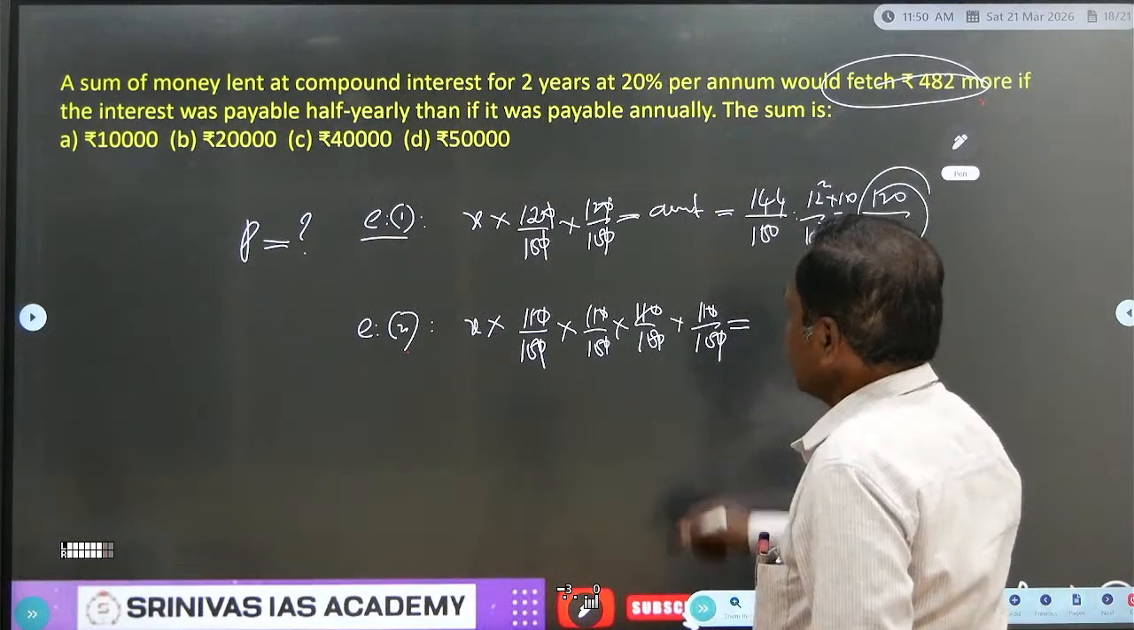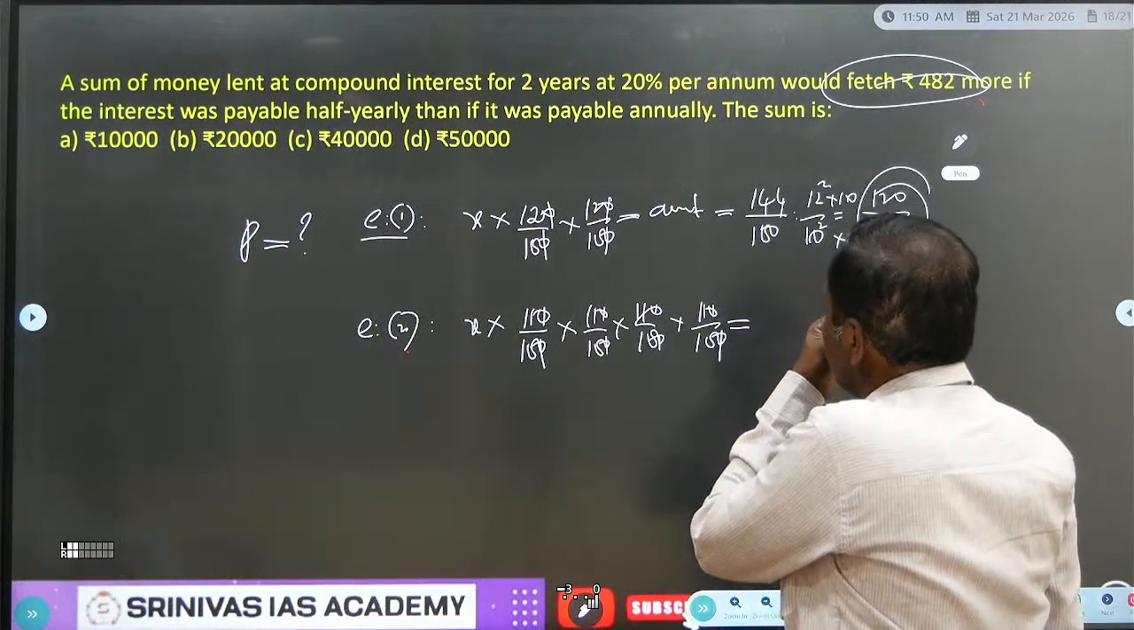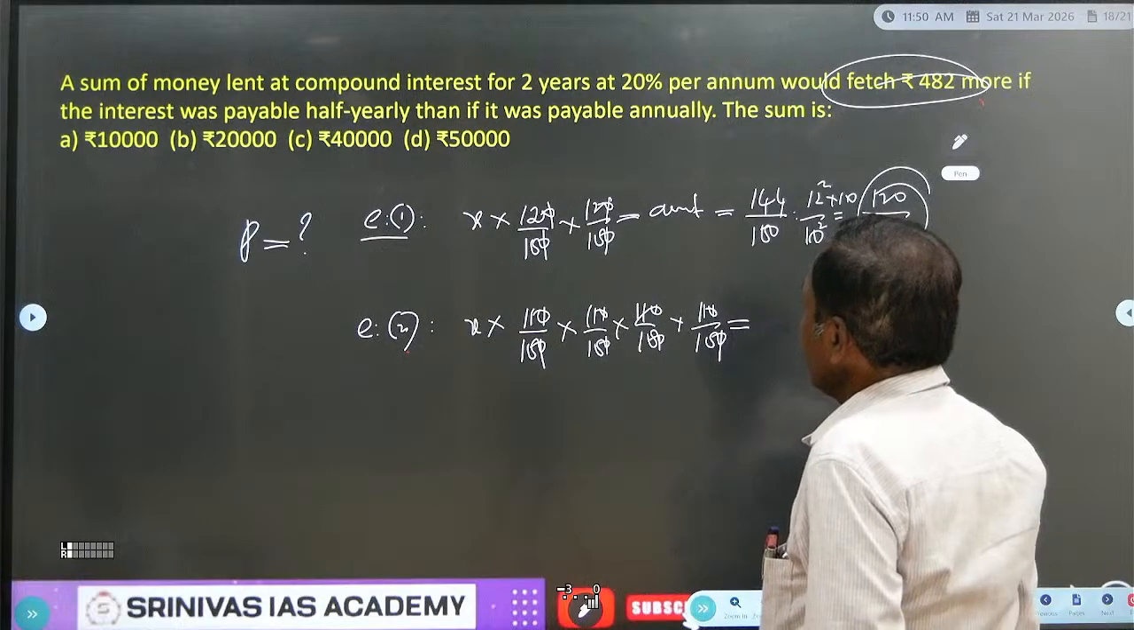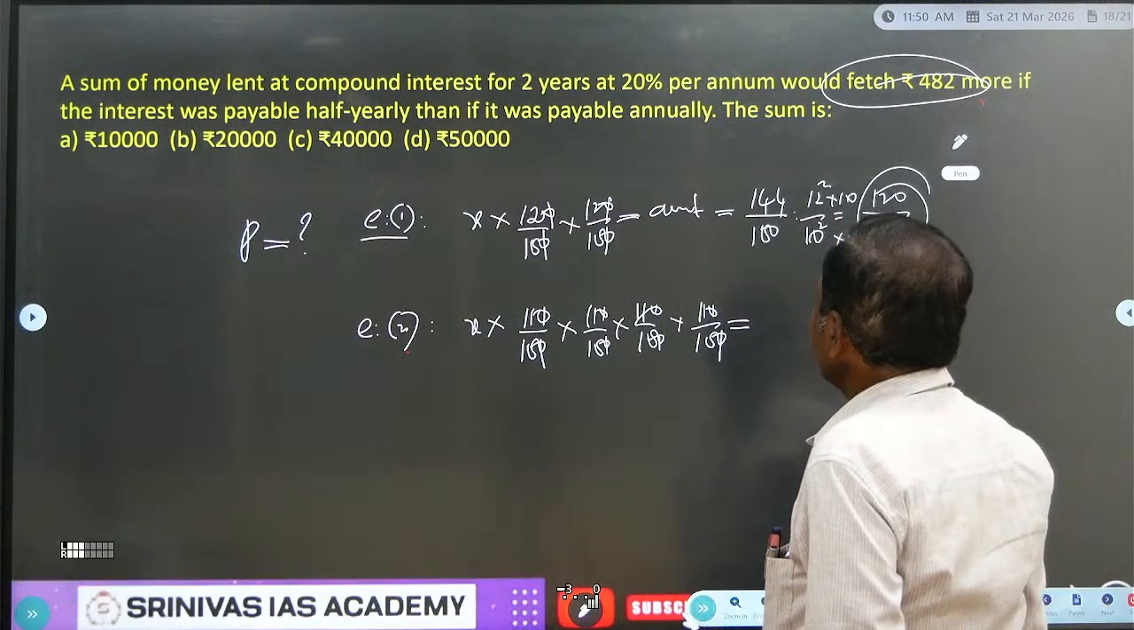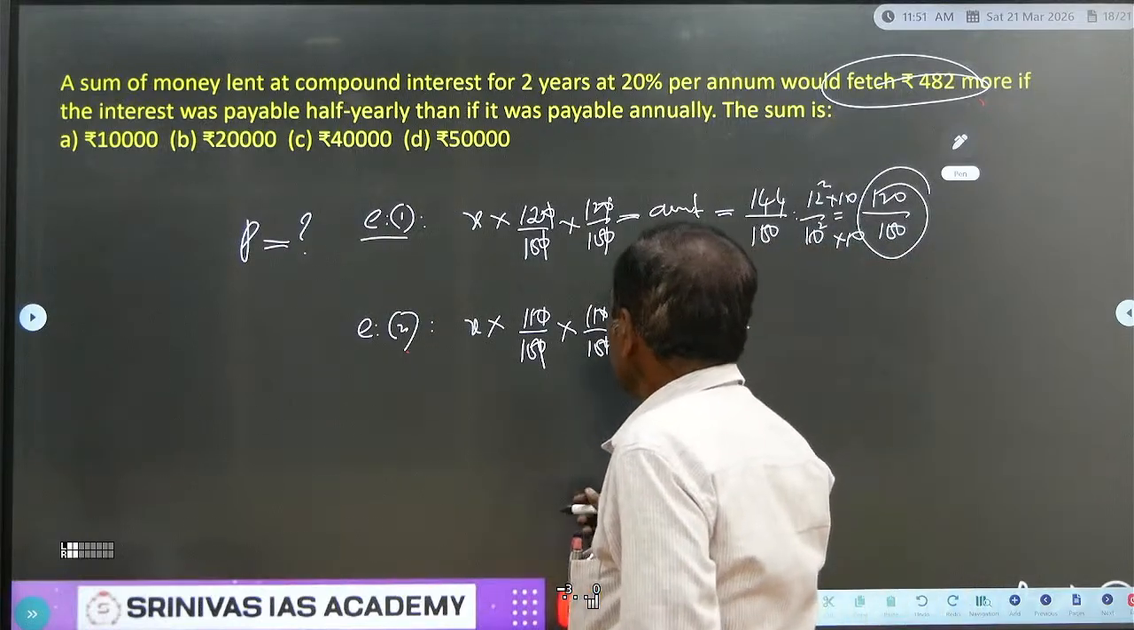Now we have to see for this one. 11 cube, I have to write it. That is 11 to the power 4. 3031 into 11.